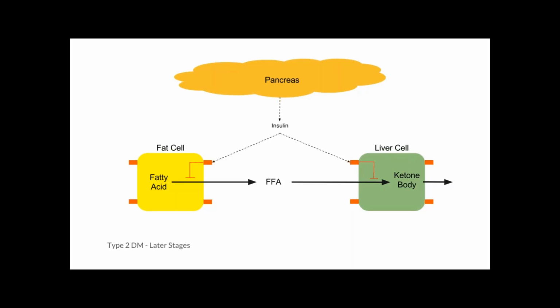The mechanism hasn't really been worked out, but over time, this insulin resistance in type 2 diabetics also causes the pancreas to not secrete as much insulin as it did before. So they kind of become this type 1.5 diabetic where they don't make insulin, and they have insulin resistance, okay?